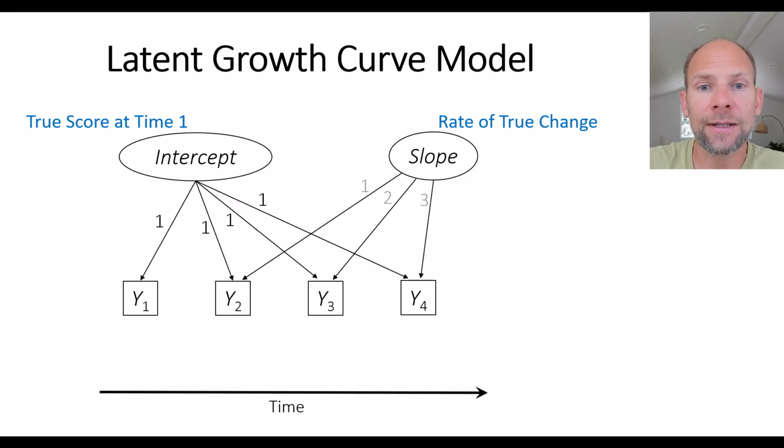And here in this example, my shape or slope factor is a linear shape factor, by fixing the loadings to 0, 1, 2, 3, meaning t minus 1. So a loading of 0 on the first time point, a loading of 1 for the second time point, and then 2 and 3, which means that growth or change is restricted to be linear in this model.